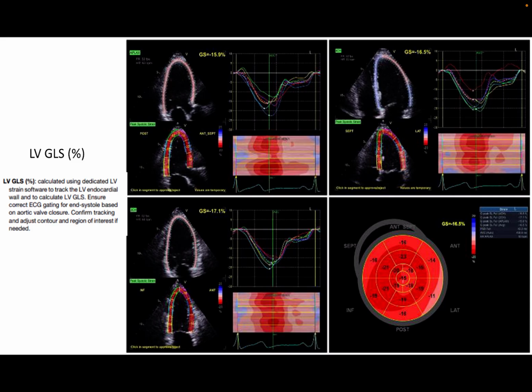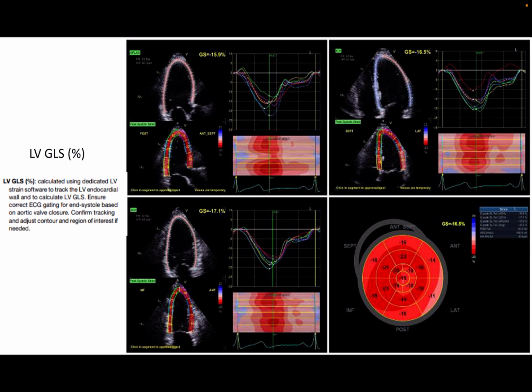LV global longitudinal strain. GLS is a 2025 addition to the diastolic function toolkit, primarily for subclinical dysfunction detection and heart failure with preserved EF diagnosis. Normal LV GLS is approximately minus 20%. Values greater than minus 16%, less negative, indicate a subclinical systolic dysfunction. Important because patients with heart failure with preserved EF often have mildly reduced GLS even with preserved EF. GLS detects this before EF drops.